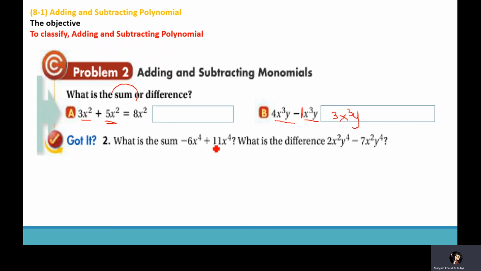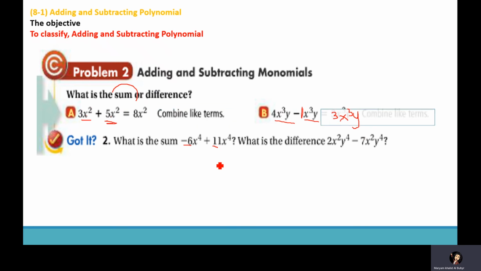Let's see if we have something that looks like this. So negative 6 and 11. I have x to the power 4 and x to the power 4. They are like terms, so I can directly add or subtract their coefficients. Remember, here I have negative 6. So negative 6 plus 11 equals 4. So that is 4x to the power 4.